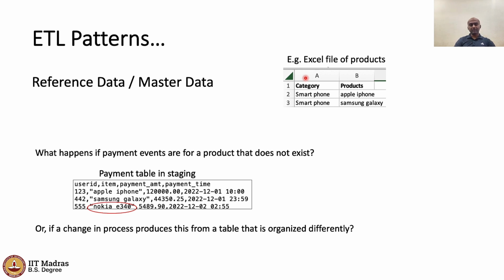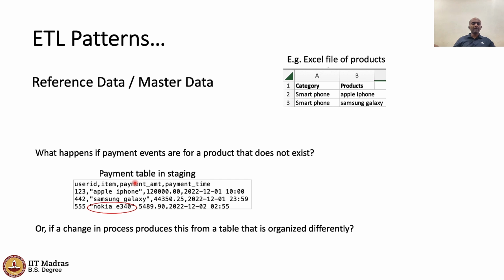There could be, for instance, another scenario that comes in. Here, the data itself could be organized in a completely different fashion. Right? So the reference data initially said categories and products, and that's how it came to you. And then you've gone ahead and built an ETL pattern, joining it with payments.